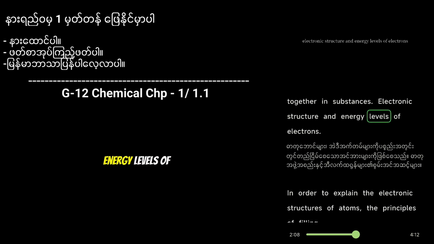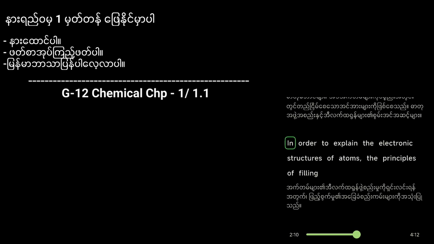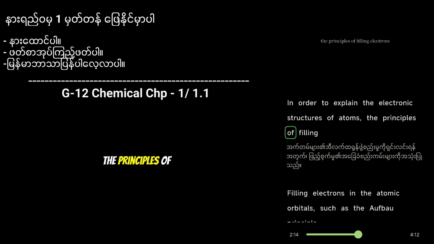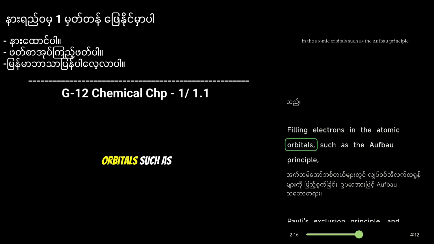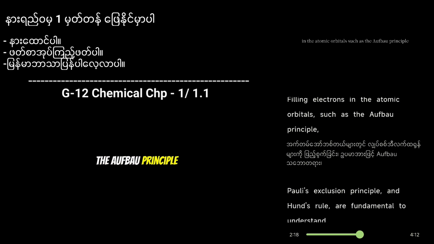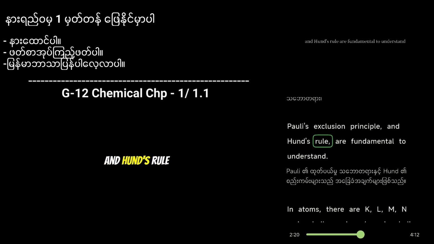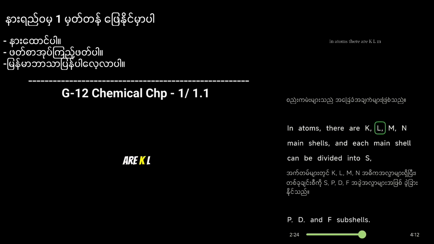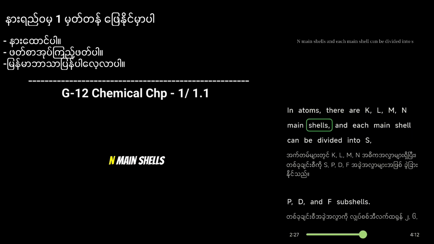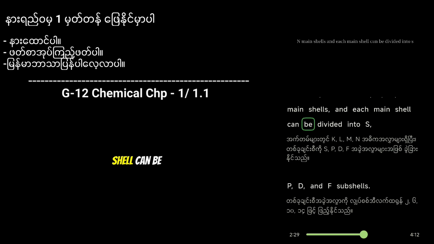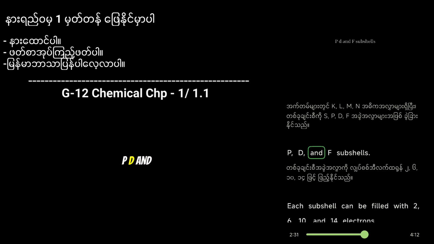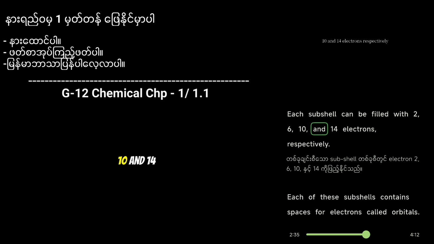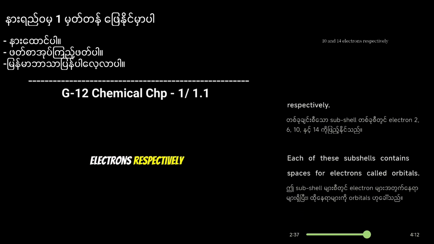Electronic structure and energy levels of electrons. In order to explain the electronic structures of atoms, the principles of filling electrons in the atomic orbitals, such as the Aufbau principle, Pauli's exclusion principle, and Hund's rule, are fundamental to understand. In atoms, there are K, L, M, N main shells, and each main shell can be divided into s, p, d, and f subshells. Each subshell can be filled with 2, 6, 10, and 14 electrons, respectively.